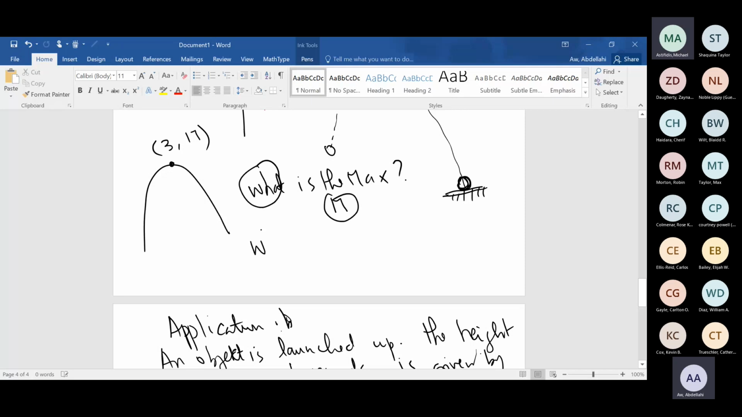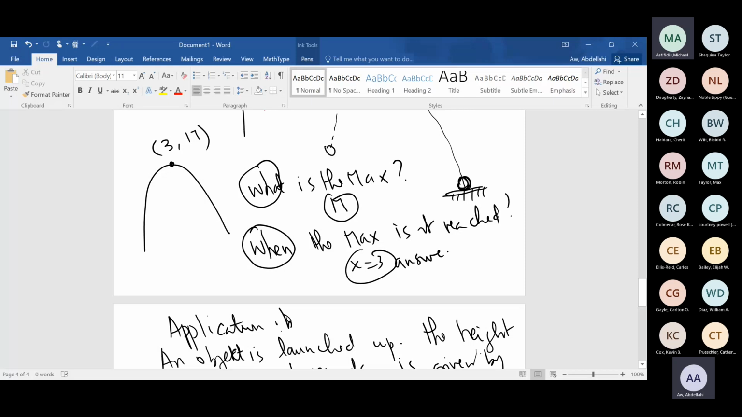When I say, when is the maximum reached? What will be your answer now? When do we reach the maximum? When x equals 3, right? That's the answer, you see? Every time we ask the question, when do we reach the maximum, the answer is the h. Every time we ask the question, what is the maximum, the answer is the k. Do you agree with that?